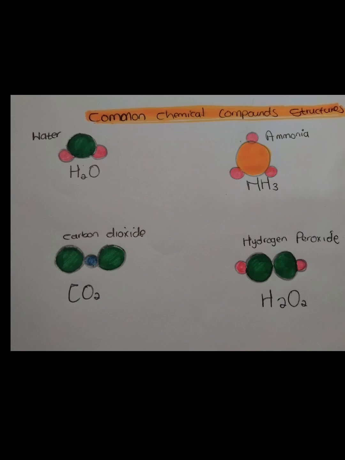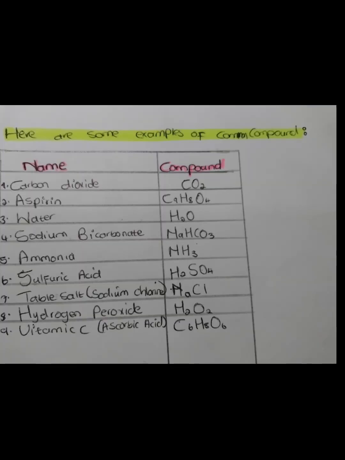Here's a diagram showing common chemical compound substructures. We have water, H2O, carbon dioxide, CO2, ammonia, NH3, and hydrogen peroxide, H2O2. I only chose four, but there are many examples.